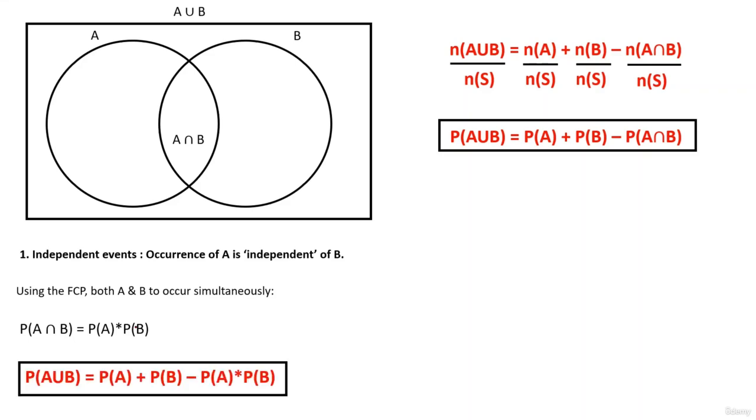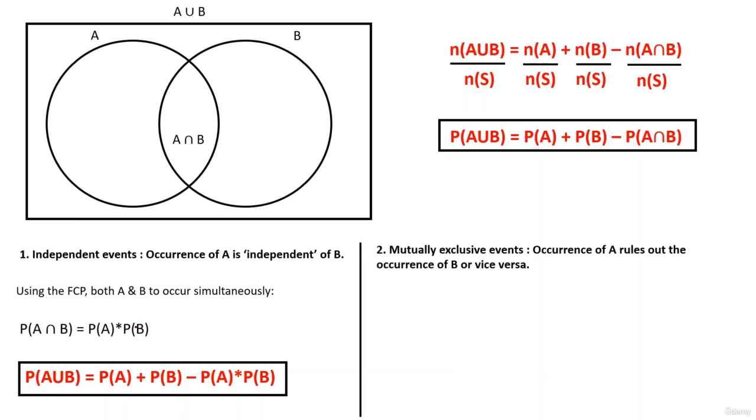Now we go on to the second type of events, guys. The second type of events are called mutually exclusive events. The occurrence of A automatically rules out the occurrence of B and vice versa. So for example, if I do a coin toss, two possible outcomes are here: a head can come, a tail can also come, right? But as soon as you toss the coin and look down, if a head has come, at the same time a tail cannot come, right?